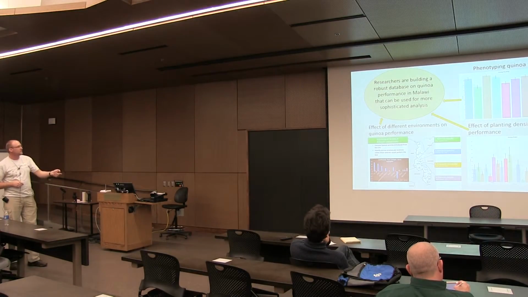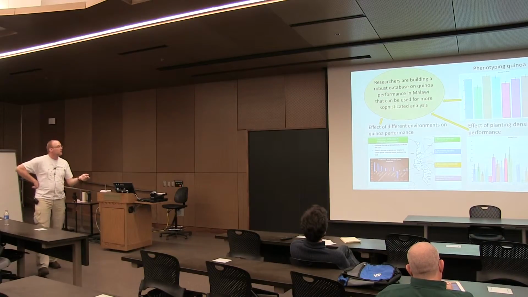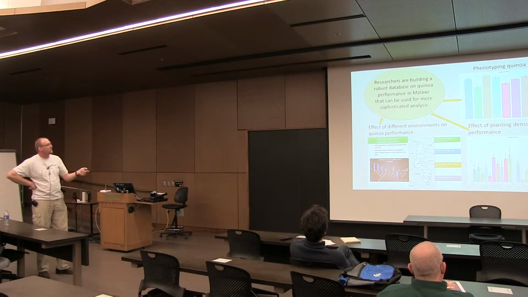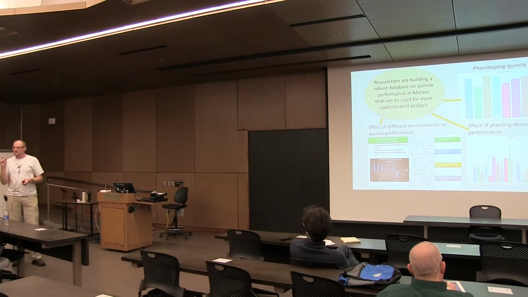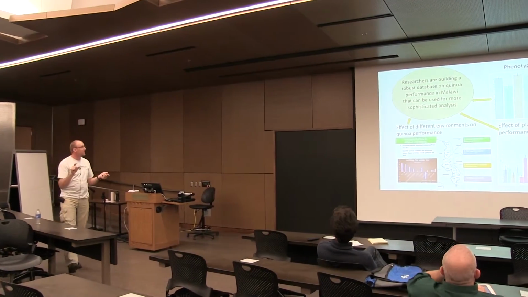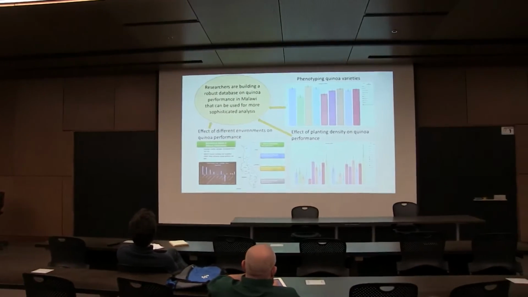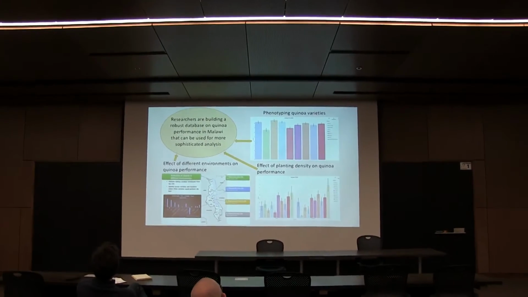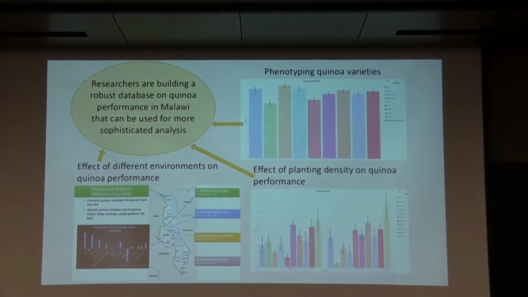Here's a project where they looked at how quinoa does in 4 different environments around the country. Here's how it's done when you do different planting patterns or phenotyping at the university itself. So all of these, the individual researcher is able to get his own answers to what he's looking for. But then what we're also doing is now we're also building this database of information about quinoa in Malawi.